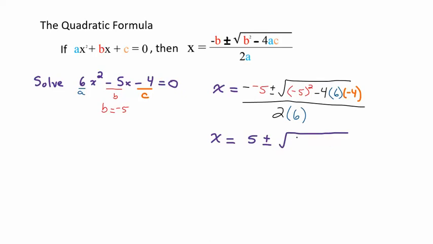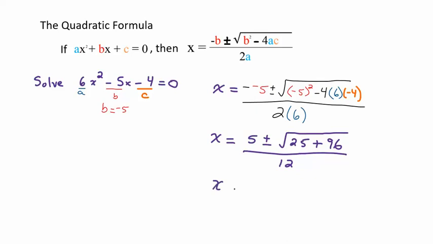All right, so negative 5 squared is positive 25. Now be careful of your signs here, because you have a negative 4 times 6 times another negative 4. So this is going to end up being a positive. You have a negative times a negative. Let's see, 4 times 6 is 24, times 4 is 96, right? Yeah, 24 times 4 is 96. All right, and then we're going to go all over 12. 6 times 2 is 12.